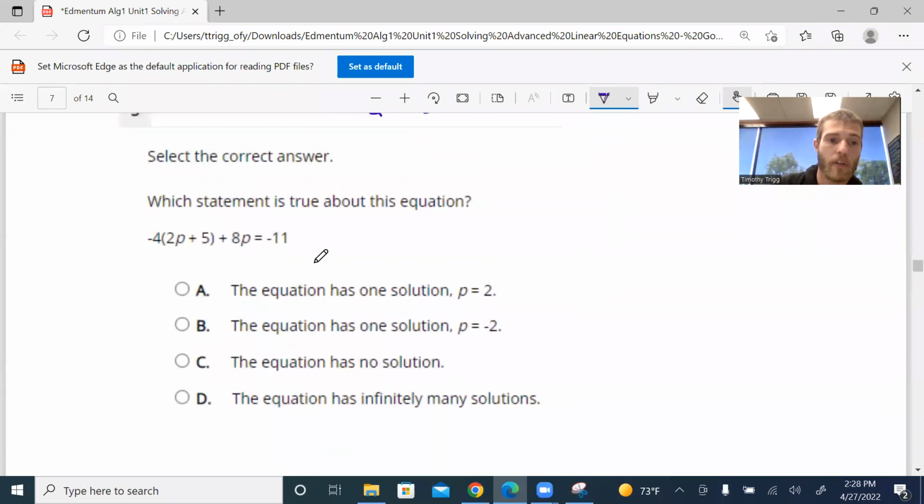Okay, for this one, what would be my first step? Well, I would say your first step would be to distribute this -4. So your first step, you would distribute this -4, that's -8p minus 20. Then you also still have this positive 8p on this side. And then you have equals -11. Combine like terms over here, you can combine this -8p and positive 8p together on this left side, then figure out which of those is correct.